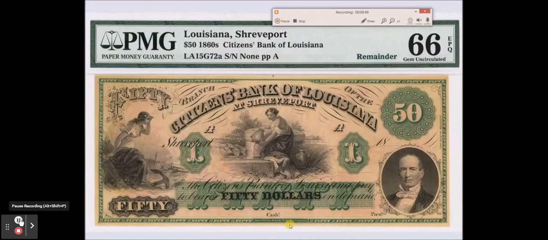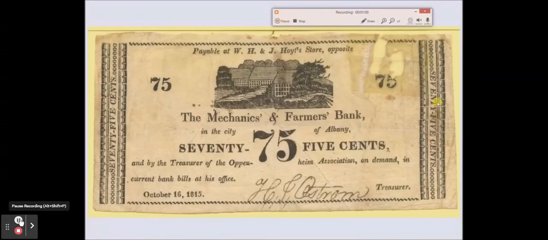Again, American Banknote Company, and this is Louisiana, 1860s. So I don't know if this is before the Legal Tender Act of 1862. This is not that impressive, but it came up on that currency website I was looking at earlier. This is a banknote from 1815.